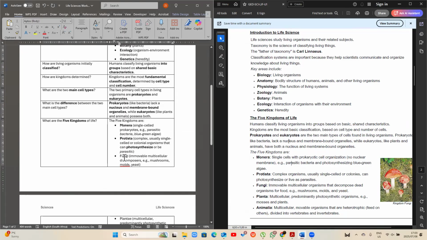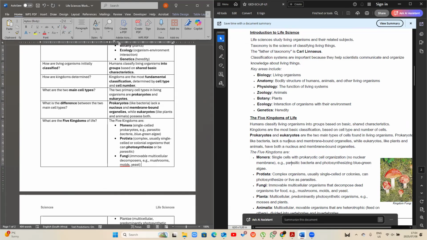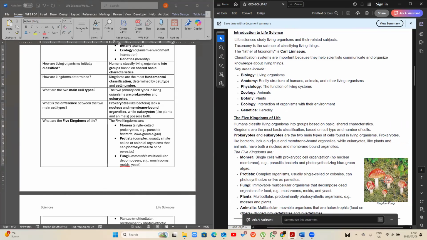Then we have the kingdom fungi. The kingdom fungi is known as immovable, meaning that they are unable to get up and move around on their own. If you think about the most common fungi that we have, the mushroom will pop up. The mushroom is also known as the most common one because of just how often we see it in our environment.